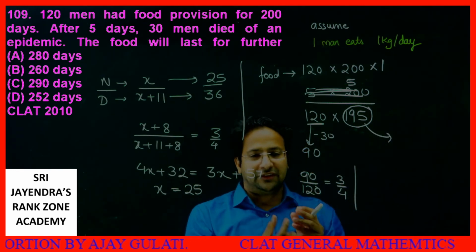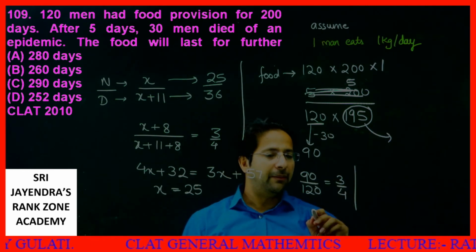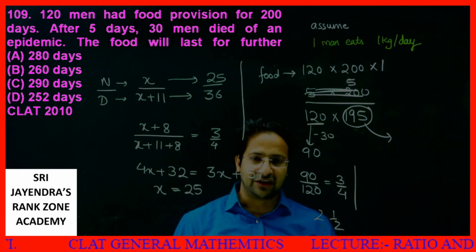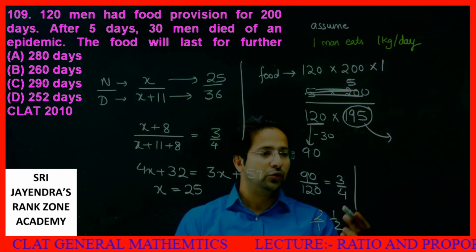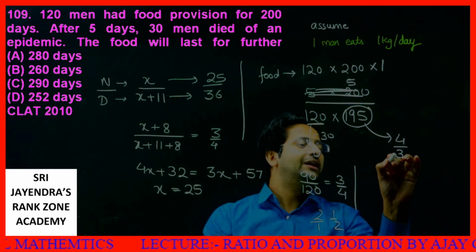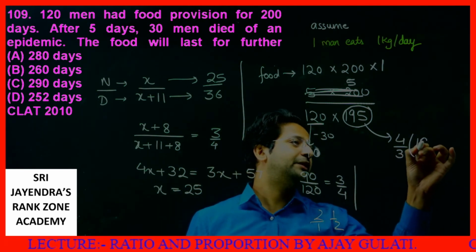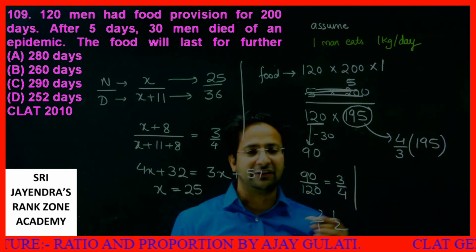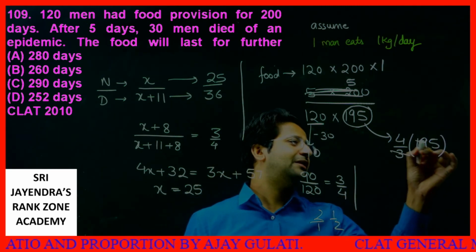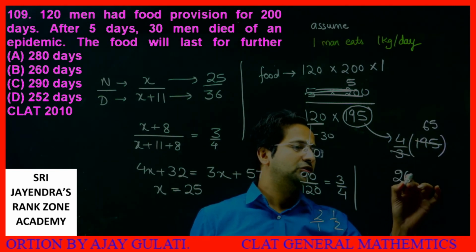See, if the number of people becomes double, then food will last for half the days. Double and half have an inverse relation, 2 by 1, 1 by 2. So if the number of people becomes 3 by 4, then the food will last for how many days? 4 by 3 of the previous allotted time. If you cancel this 3 by 195, you will get 65. 4 into 65 is 260.